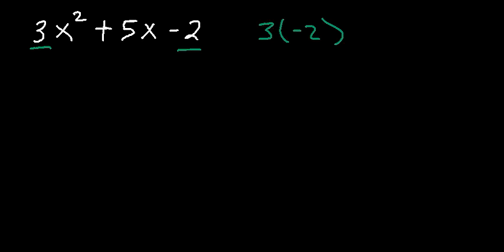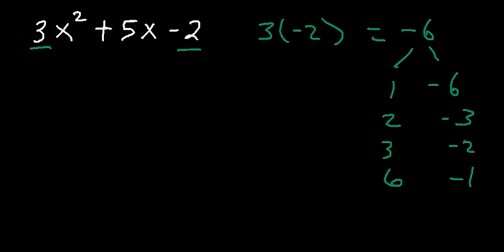So 3 times negative 2 is negative 6. And if we divide negative 6 by 1, we're going to get negative 6. If we divide it by 2, we'll get negative 3. If we divide it by 3, we'll get negative 2. And if we divide it by 6, we'll get negative 1.